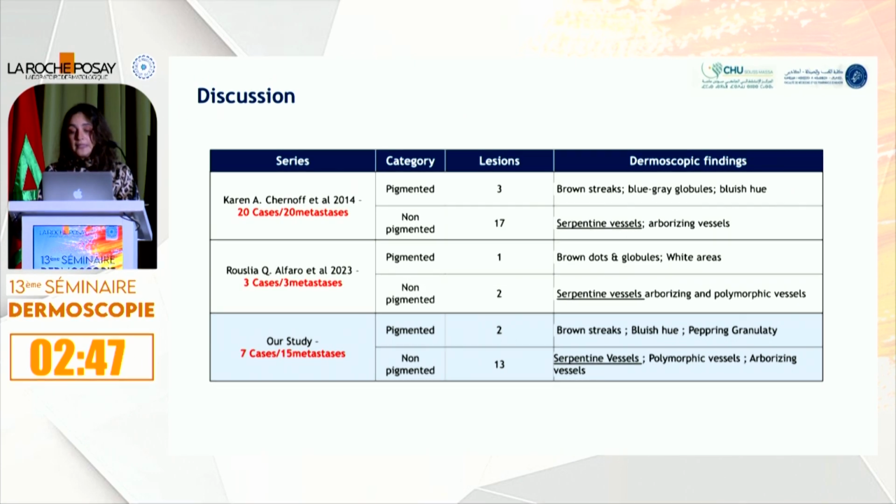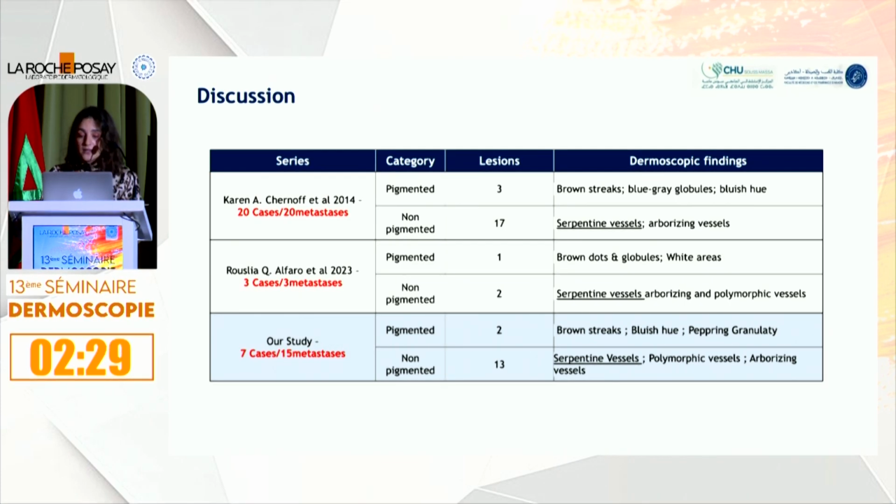Rosalia Alfro et al. found in 3 patients with biopsy-proven cutaneous metastasis, 2 lesions were pink and 1 lesion was pigmented. The 2 non-pigmented lesions demonstrate a vascular pattern with serpentine vessel, arborizing and polymorphic vessel. The pigmented lesion shows brown dots and globules with white areas.